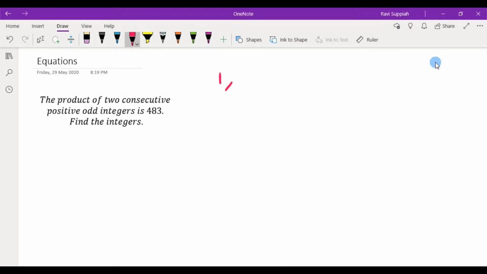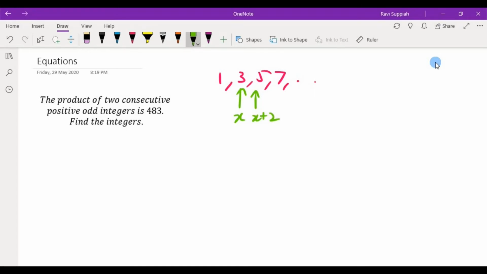Okay, so what we can do is put some random numbers first, which are consecutive positive odd integers: 1, 3, 5, 7, and so on. Now, if I were to take any of these numbers to be the first integer x, we can say that the next consecutive positive odd integer would be x plus 2.